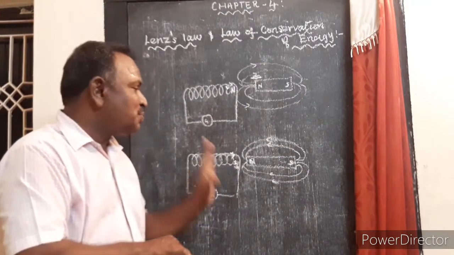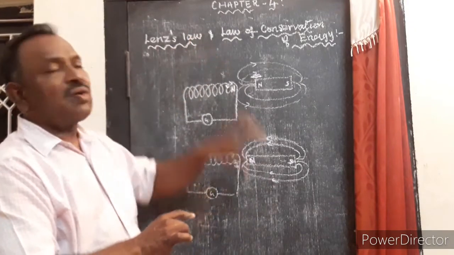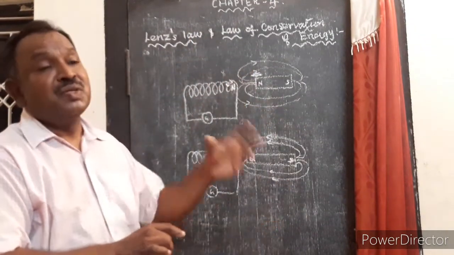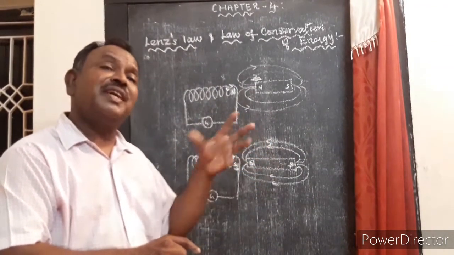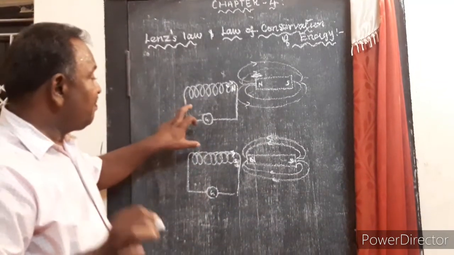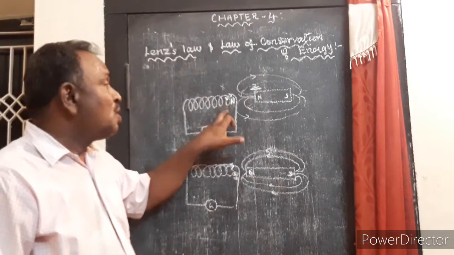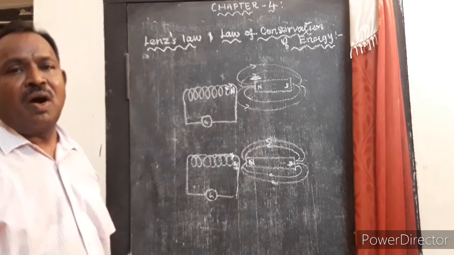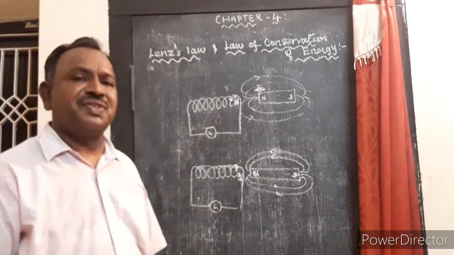So this experiment clearly tells that Lenz's law is according to the law of conservation of energy. Without spending one form of energy, another form of energy cannot be obtained. So whenever an EMF is induced, the induced EMF flows in such a direction so as to oppose the cause. So Lenz's law is according to the law of conservation of energy.